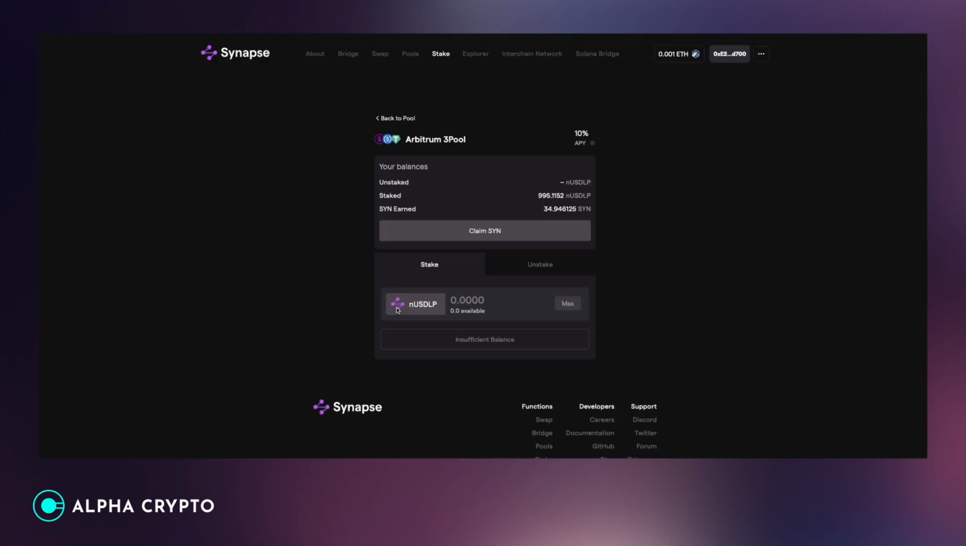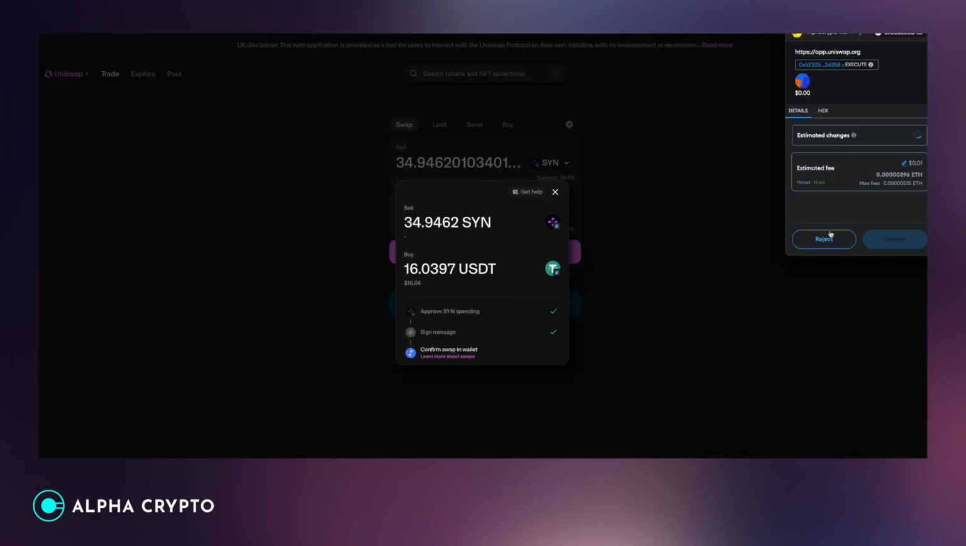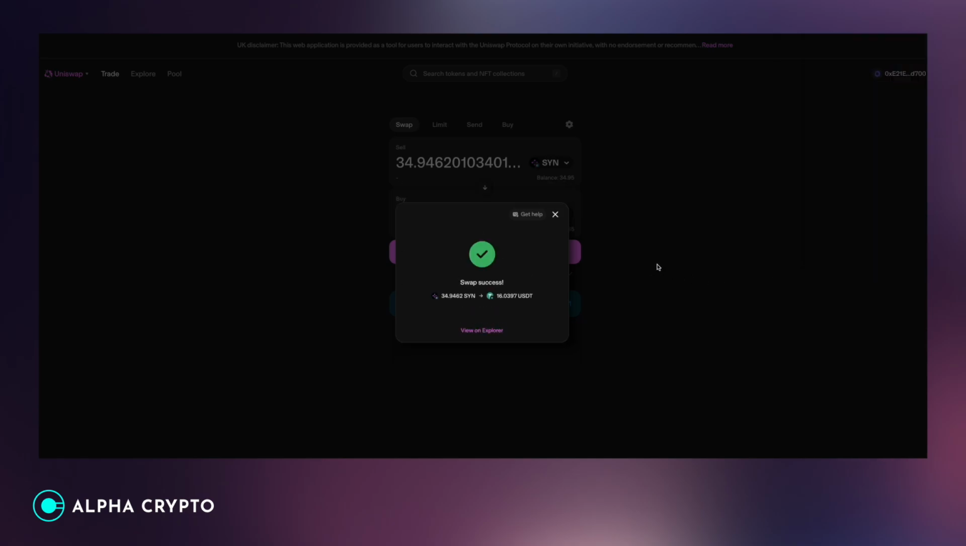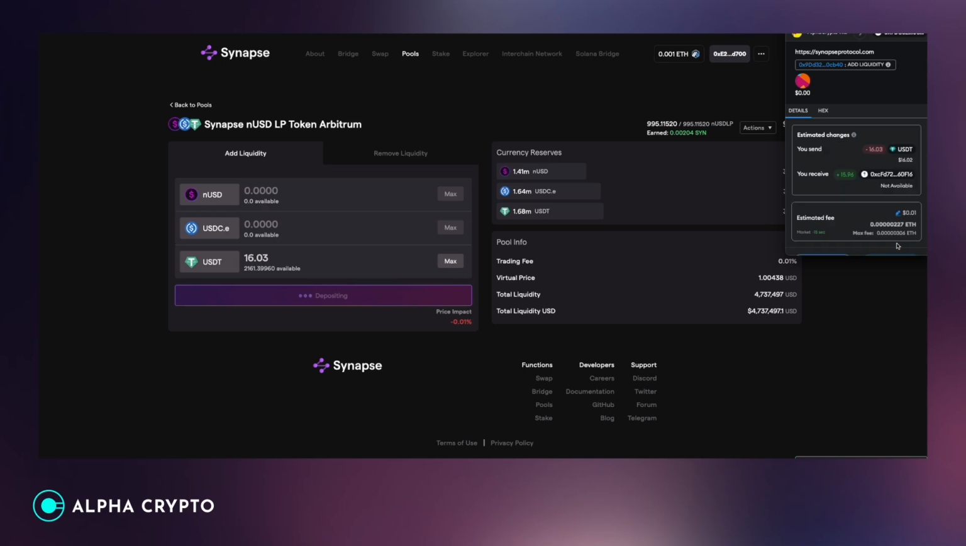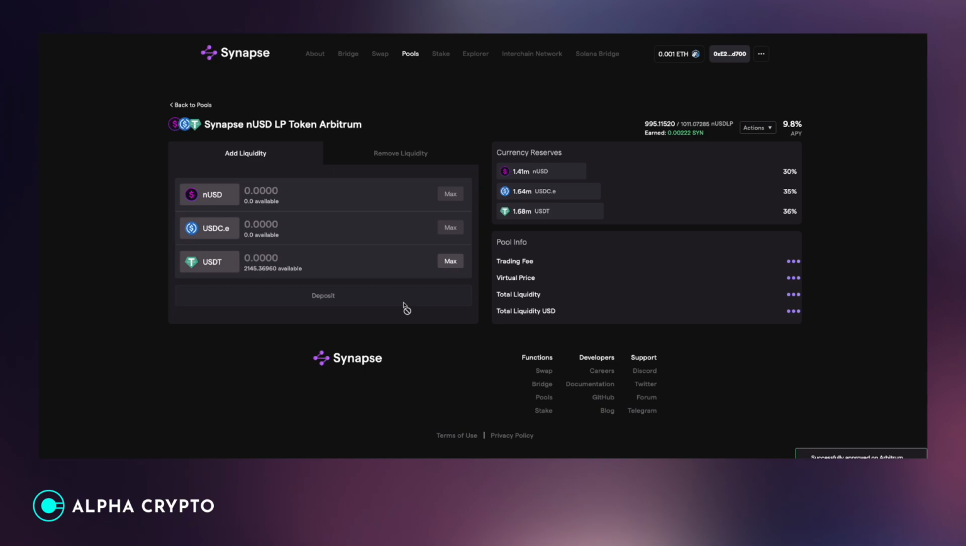And again, the process is very similar to before, but at least with SYN you can swap it on this particular exchange, so it's streamlined very slightly. With the amount of SYN we received, which is around 35, we received around $16 for it, so we swapped and then we recompounded into the same pool. The process was a bit simpler, a bit more streamlined compared to the previous two, but on to the next.